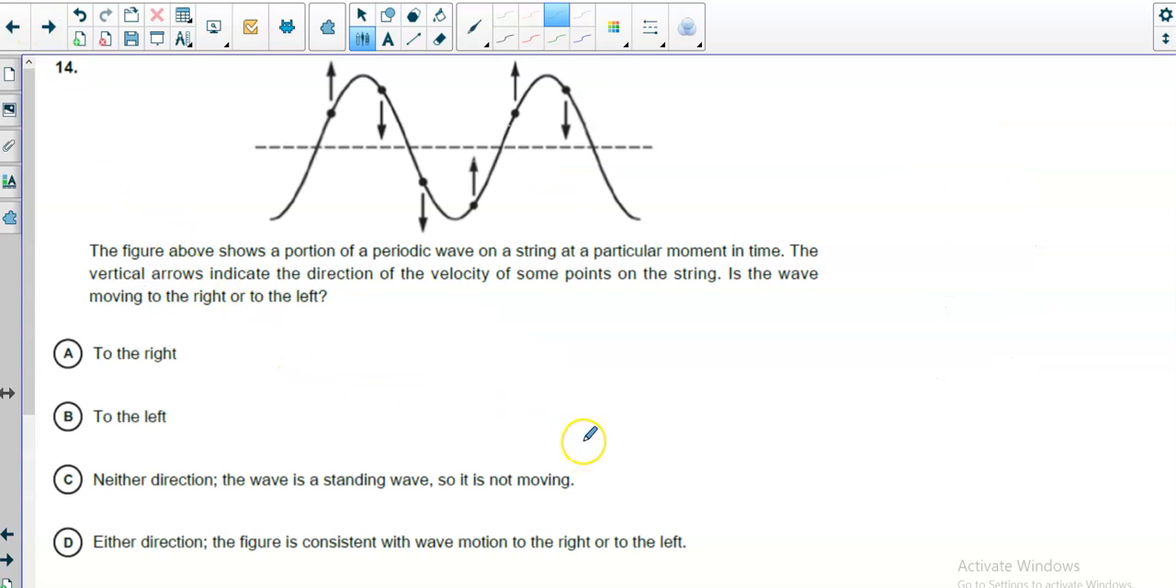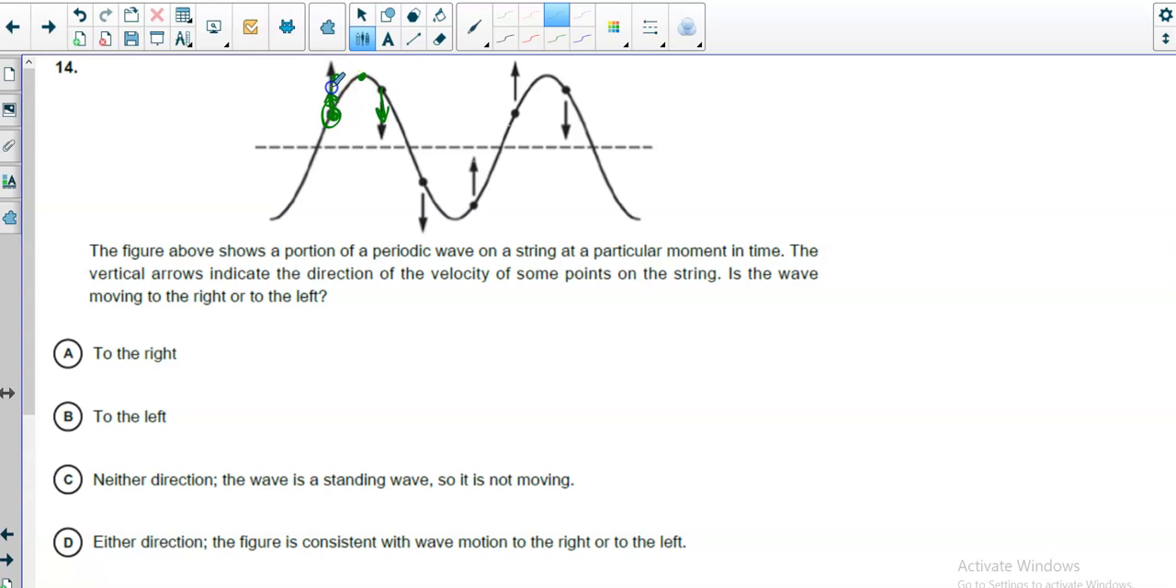The figure above shows a portion of a periodic wave on a string at a particular moment in time. The vertical arrows indicate the direction of the velocity of some of the points on the string. Is the wave moving to the left or to the right? All right, this is a tricky question. So this is on the way up, while this is on the way down. That means in a little bit, this crest will be here. So I'm going to say to the left because this is a future crest.